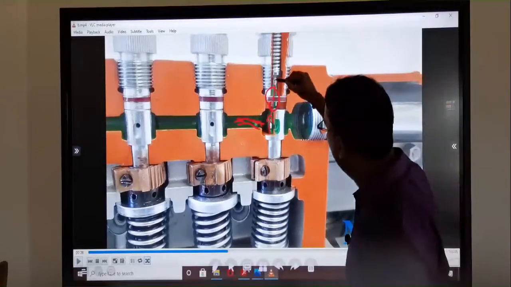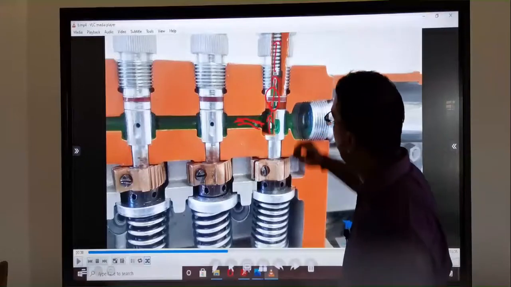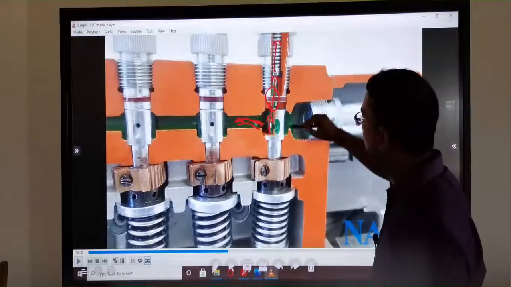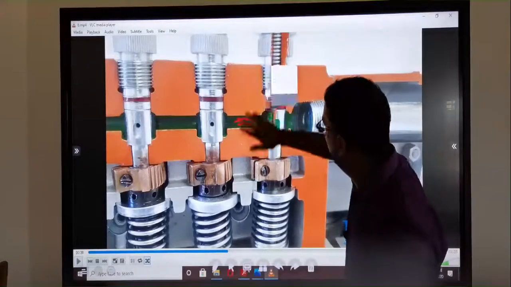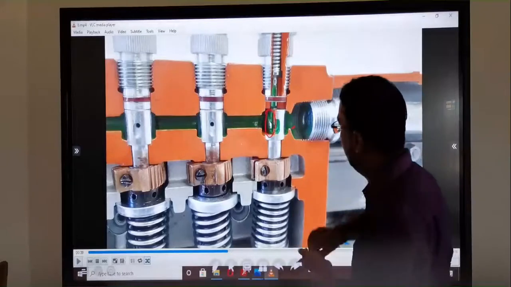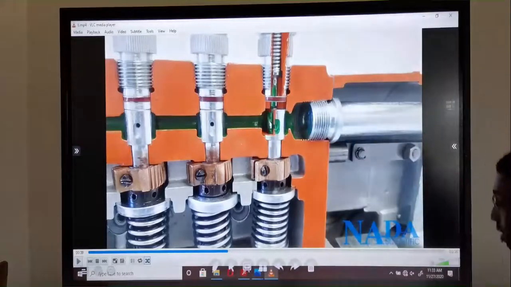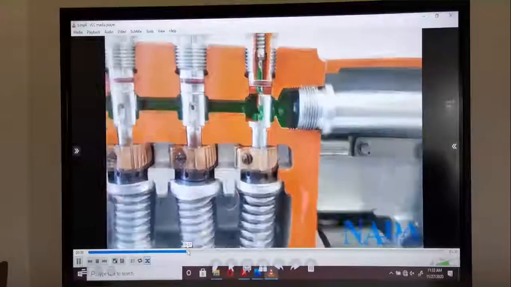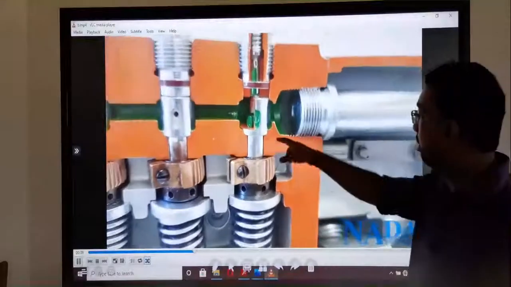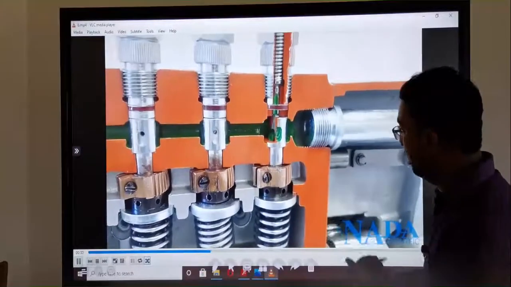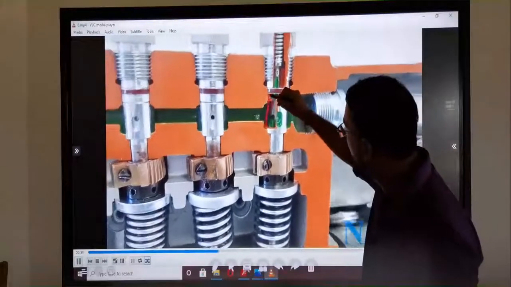So the path of the fuel is accomplished by this line and the fuel is going. When this moves, you can see when I play the video, you can see here. It moves and connects with here. So the fuel comes like this.